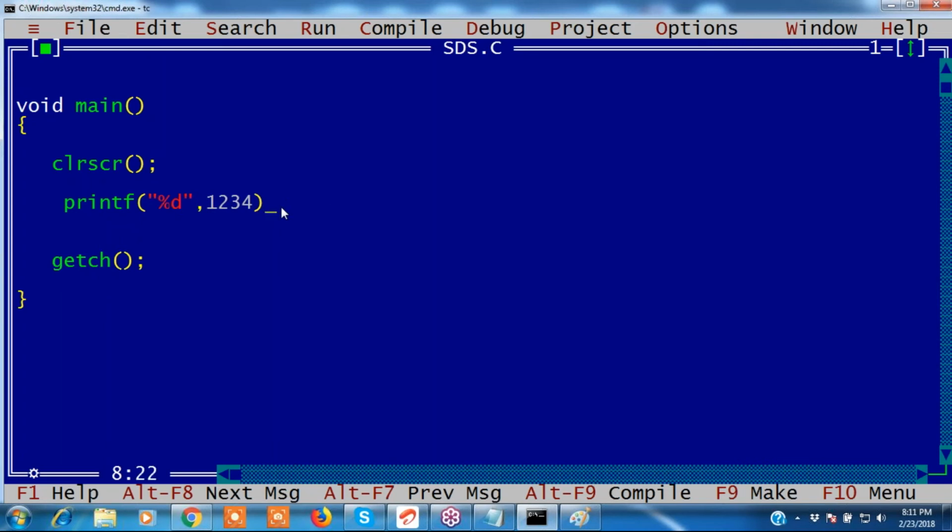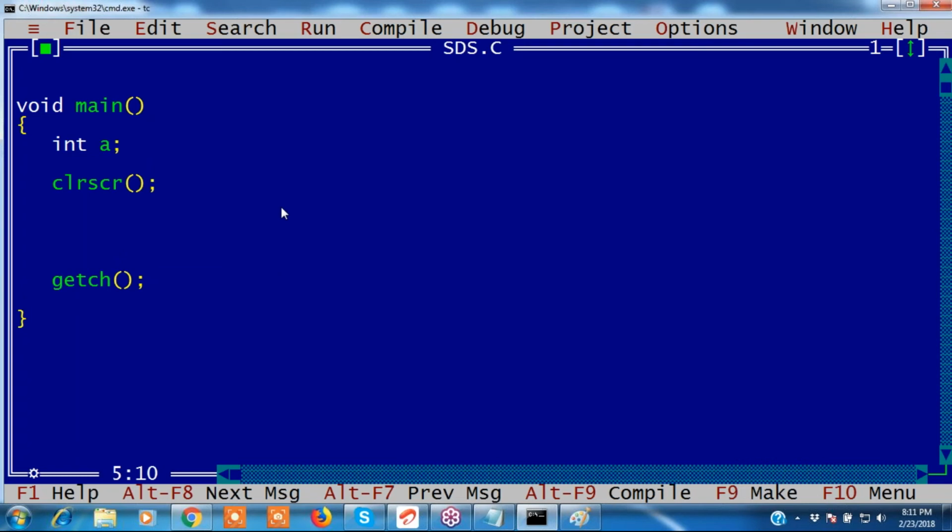Okay, come to the scanf statement. What will happen if I give a number? I want to read an integer number. Okay, how to read a number? Now I am reading a number: printf of "enter a number". How to enter a number? You know this. Use scanf with %d, and we have to store it at the address of n, right?